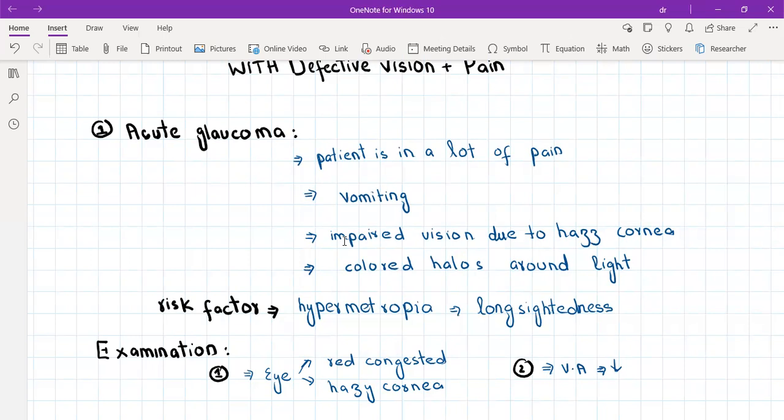IOP, if it's elevated for a long time, 10 hours, 12 hours, then it ultimately damages the sensitive fibers of the optic nerve. So when the optic nerve fibers are damaged, then the vision that is lost is more and it's permanent as well. Okay, so I want you to remember this.